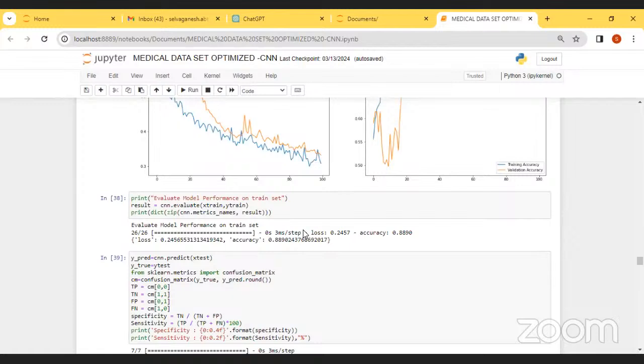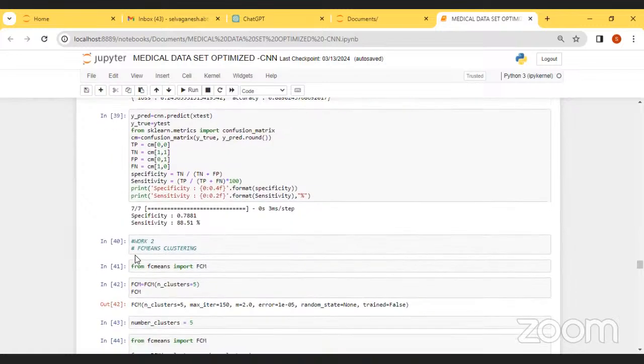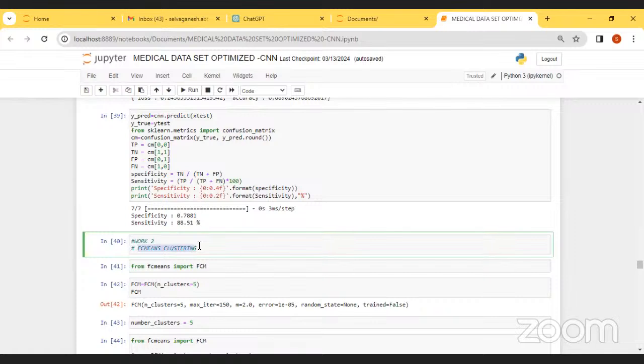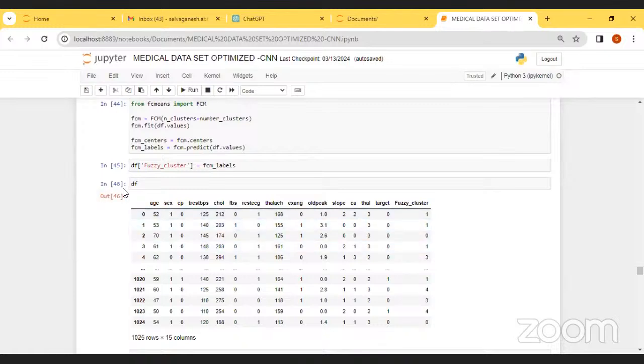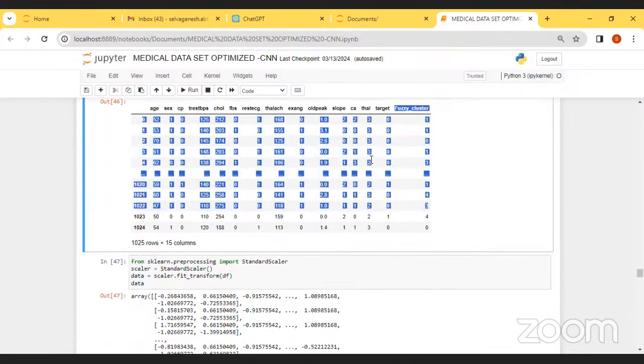Afterwards, we are using fuzzy C-means clustering. Initially, I used K-means clustering, and in the proposed work, we use fuzzy C-means clustering. This is the way we analyze the data from the basic system to the proposed work, so that we can see the flow of accuracy improving. Fuzzy C-means clustering will cluster the data as before, and it will classify that data.